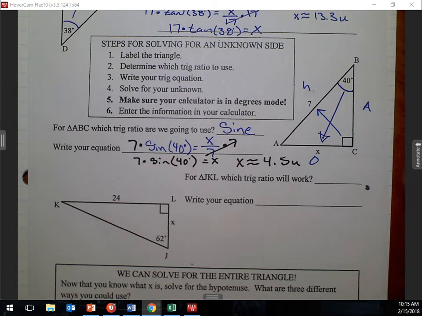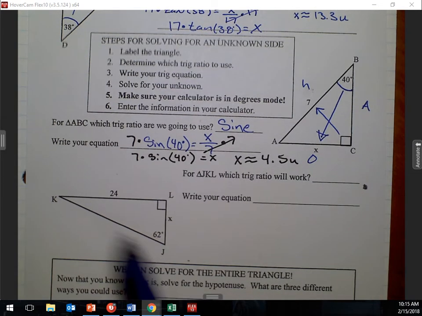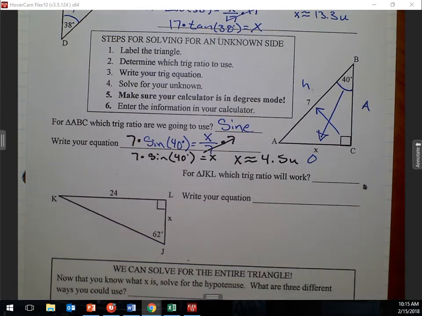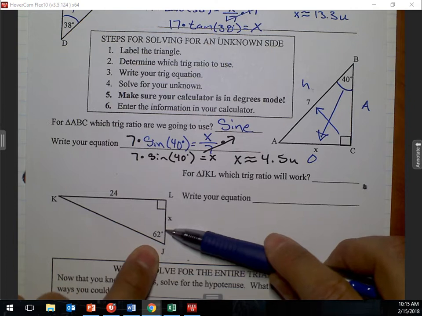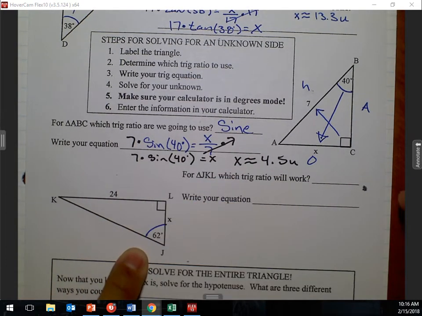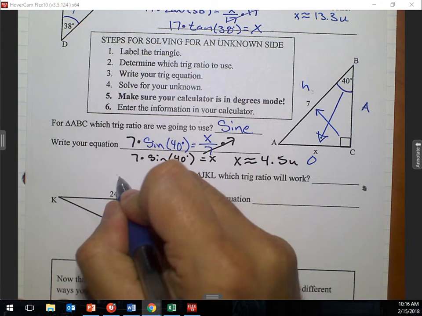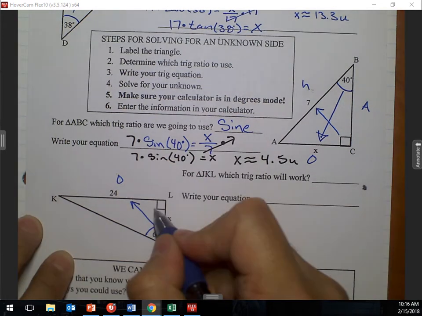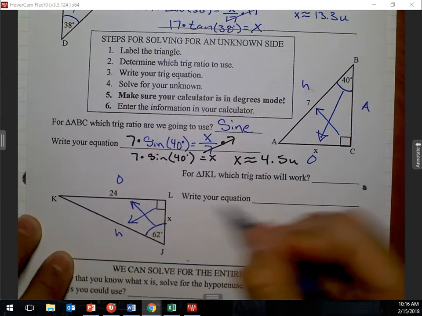All right. Now we're looking at triangle JKL. Now, what's my reference angle here? 62, right? We have that one. So I'm going to start there. Now that I have that, what do I label? Opposite. So I draw my arrow. This side is my opposite. Draw my other arrow. This side is hypotenuse. And my last side is?